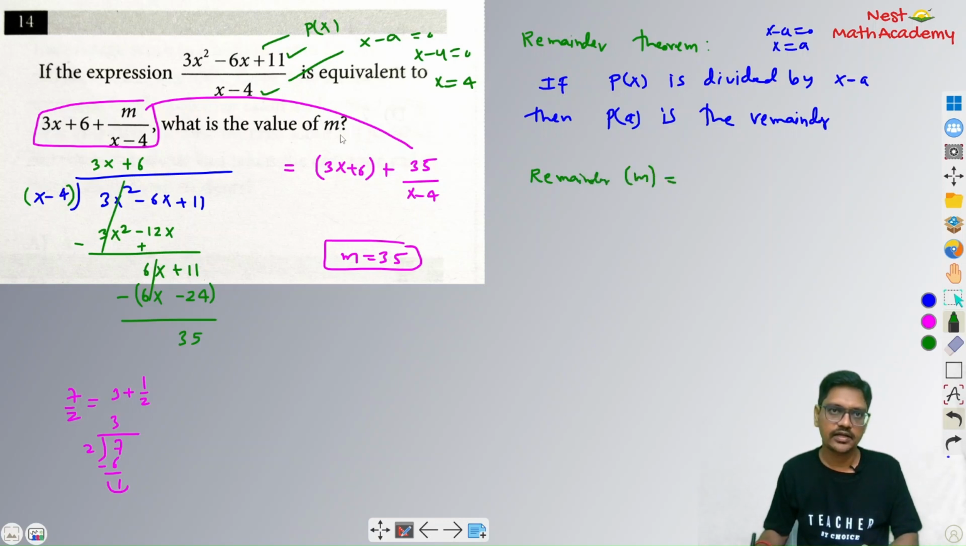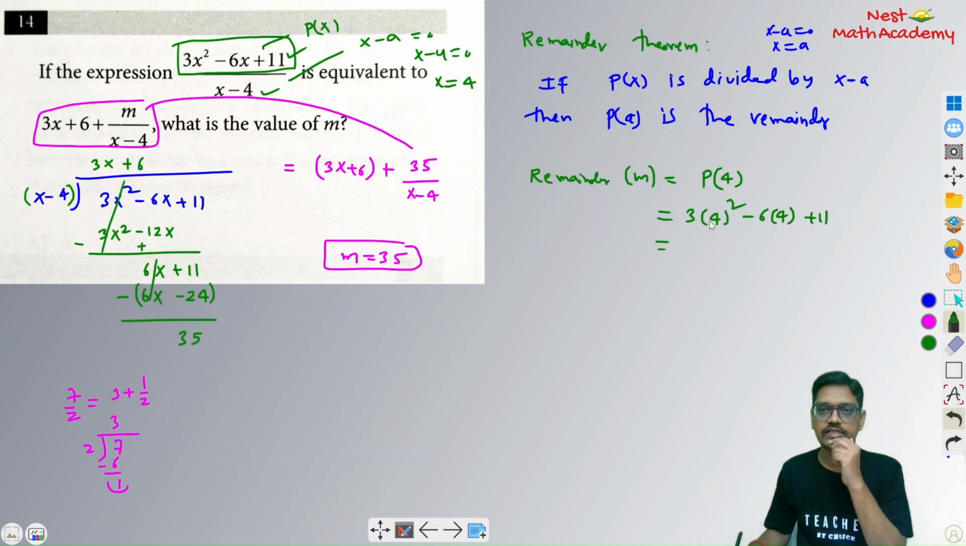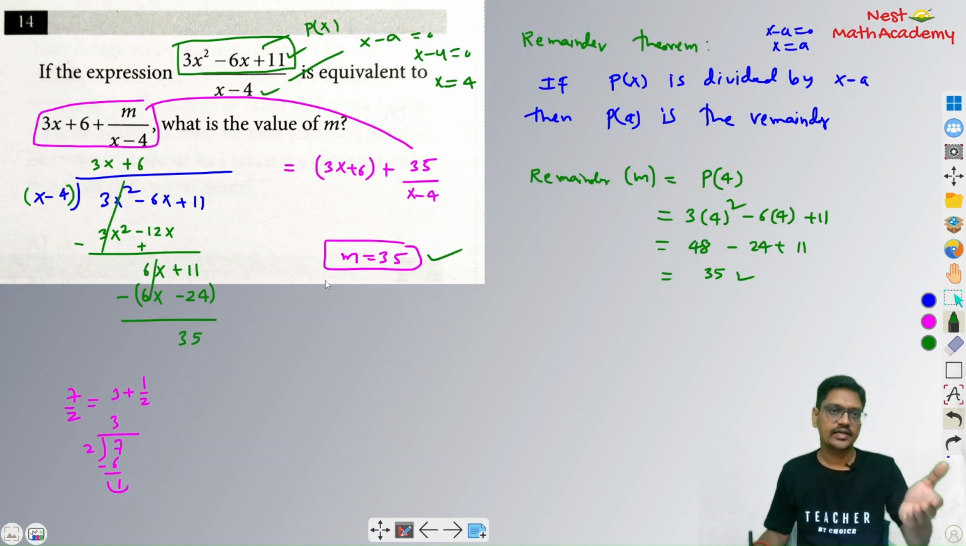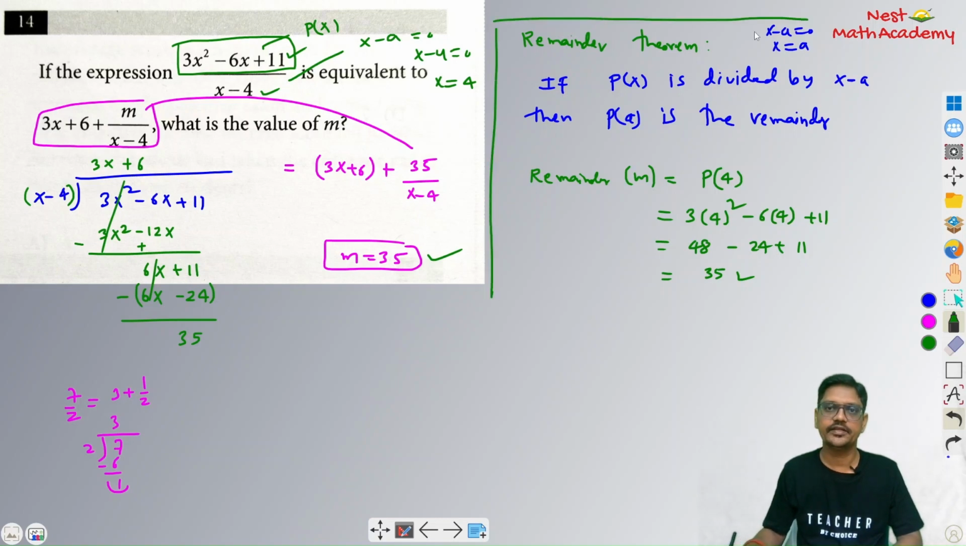In this case they're calling the remainder m, so m is equal to p of 4, literally substituting 4 in place of x. Which is nothing but 3 times 4 square minus 6 times 4 plus 11. 4 square is 16, times 3 is 48, minus 24 plus 11. 48 minus 24 is 24, 24 plus 11 is 35. See, we got the same answer. So we can use the long division directly and see the remainder, or else we can use this remainder theorem also to find that. Okay.